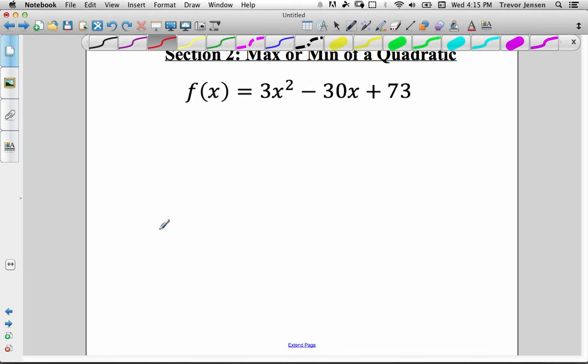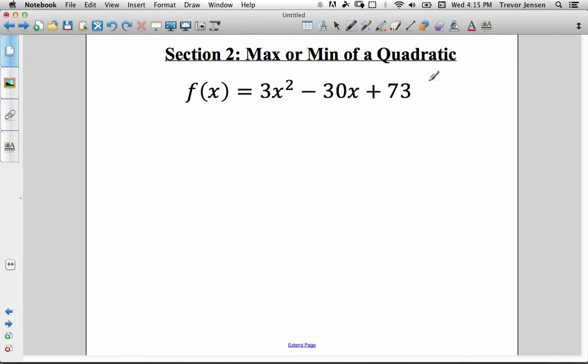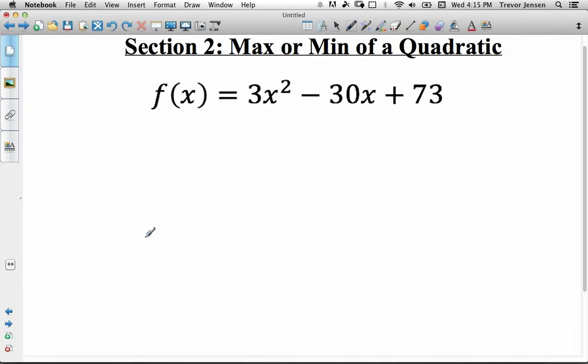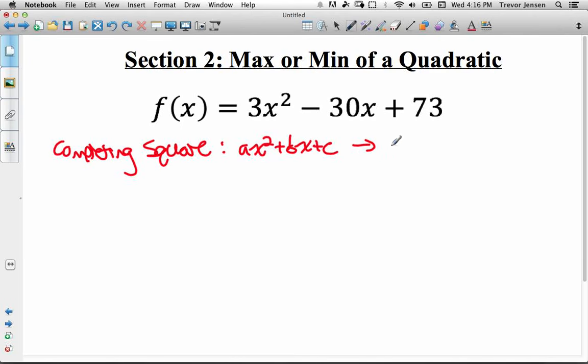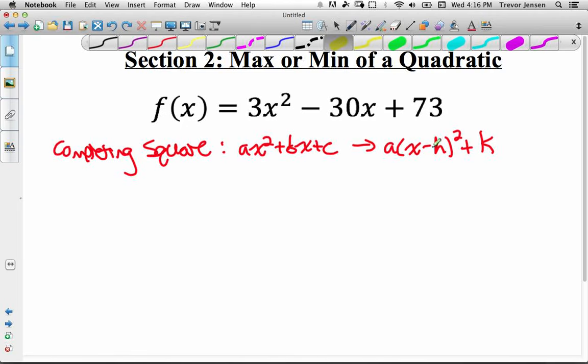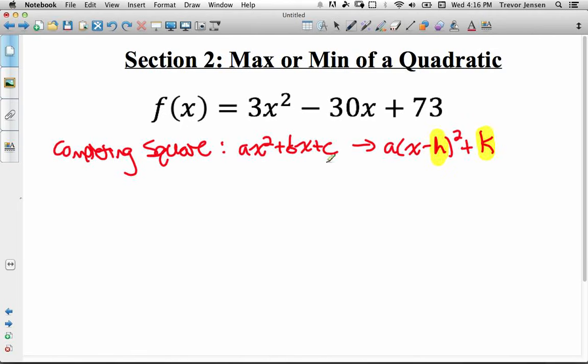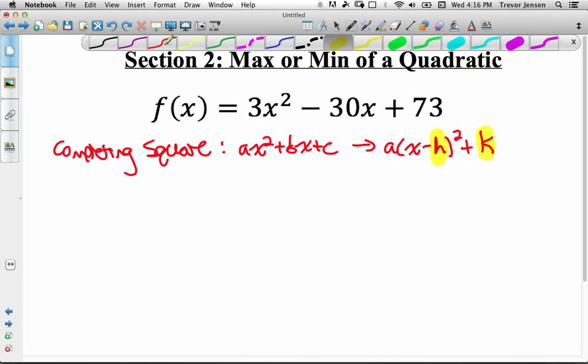Next section you would have covered is determining the max or min of a quadratic function. So two methods you probably covered. Method 1, completing the square, which you would have done in grade 10 as well, so I'm not going to explain it too much. But basically the whole goal of completing the square is to get a quadratic that is in standard form, change it into vertex form so that you can easily pull out the vertex of the parabola. It's going to be your (h, k) is your vertex of the parabola.